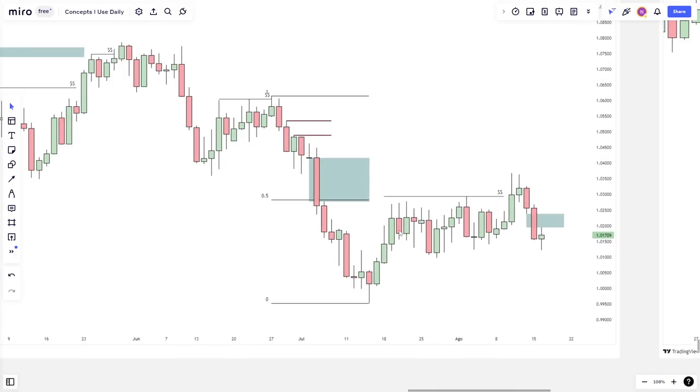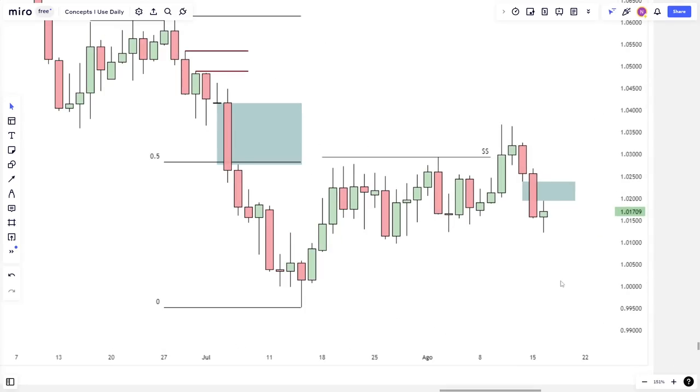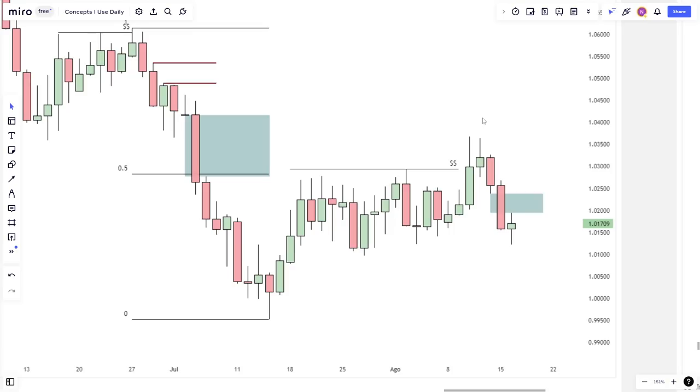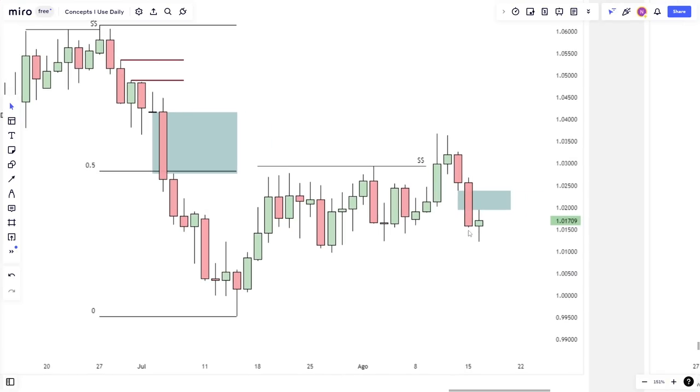As you can see, it ranged, went aggressively higher, and took buy side liquidity, still within this fair value gap, right? Above the 50% at that point. And what do we see as soon as this high is taken as buy side liquidity? Aggression lower causes a market shift on this low, and creates a fair value gap in here as well.